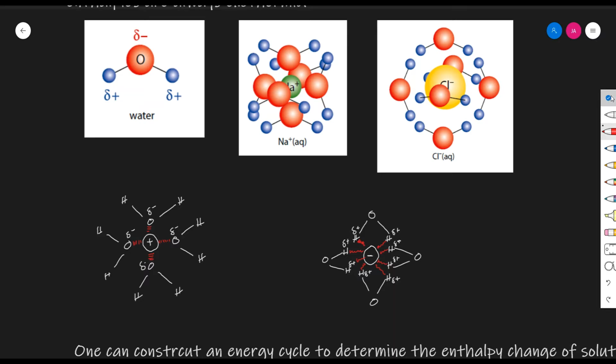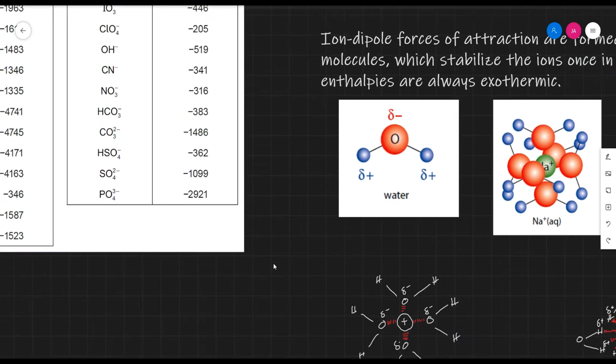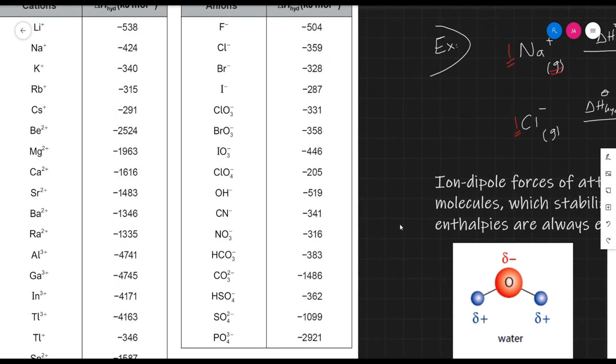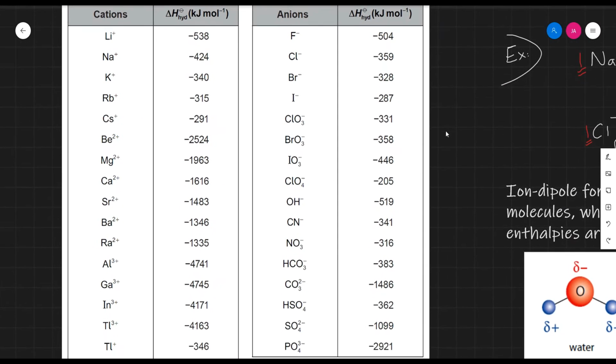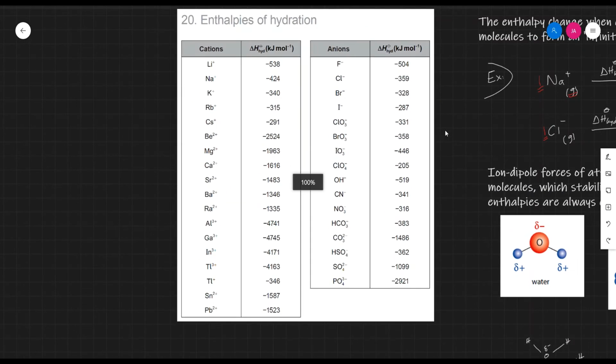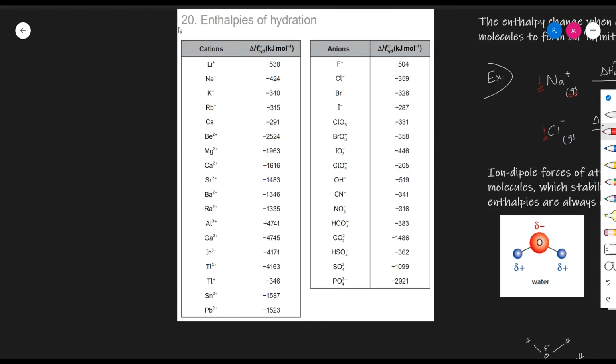I have also displayed the values for the enthalpy change of hydration. The values are listed in the data booklet in table 20, as you can see here, and they are all exothermic values. They have listed the enthalpy of hydration for some cations and for some anions, as well as polyatomic ions over here, and all values are exothermic because the enthalpy change of hydration is always exothermic.